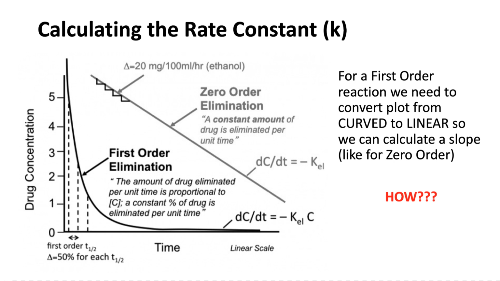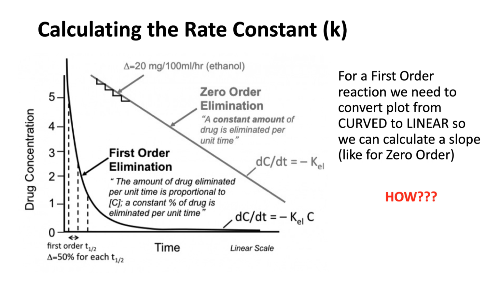But our problem here is that if you look at our first order elimination, remember when first order, the change in concentration over the change in time is equal to the minus KEL times concentration C. So we don't get a straight line, it's a curve. And you can't just take the slope of a curve. So what do we do? How do we obtain a slope from a curve? The answer simply is this. Replot it so you don't get a curve, because you do need a straight line.